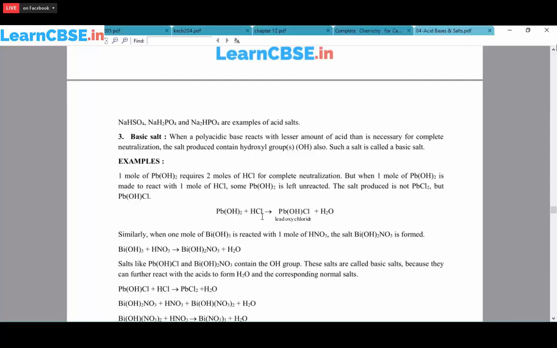It reacts with HCl. One of the OH groups reacts with H plus and forms water, and the Cl goes and occupies that place. So Pb(OH)Cl, lead oxychloride. It can still replace one more OH, so it again reacts with HCl and forms PbCl2. This we call a basic salt.